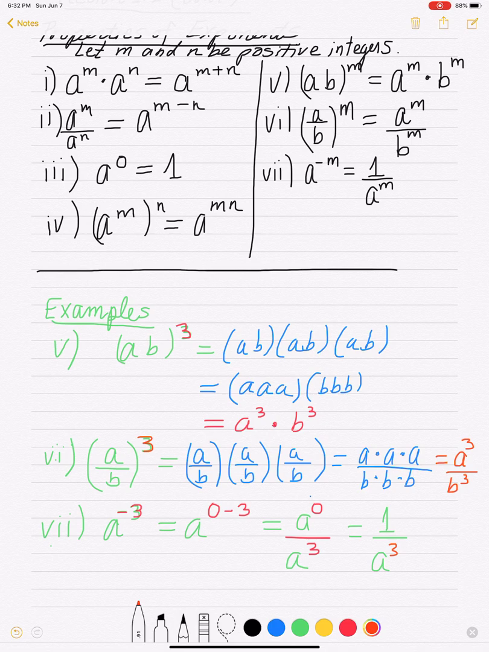So when you have a negative exponent over a positive number, you put a 1 in the numerator, and in the denominator, you make a to that exponent positivized. So basically take the exponential expression to the bottom and make it a positive exponent.